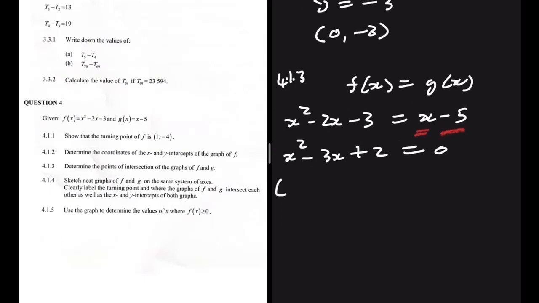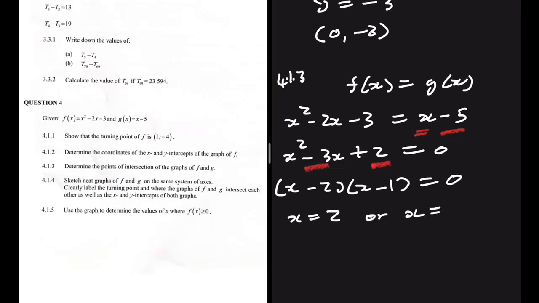So let's open our two brackets, being equal to 0. So again, the key equation: two numbers that when I multiply, I get 2, but when I add, I get minus 3. That is minus 2 and minus 1. So I'm going to have x minus 2, x minus 1. So x is equal to 2 or x is equal to 1 is where our graphs intersect.